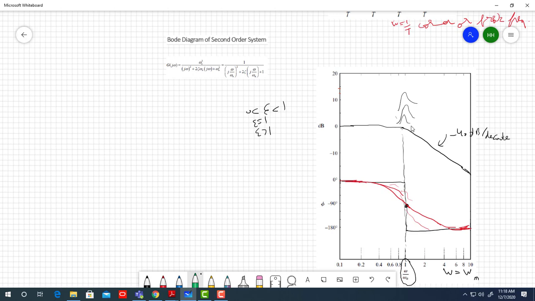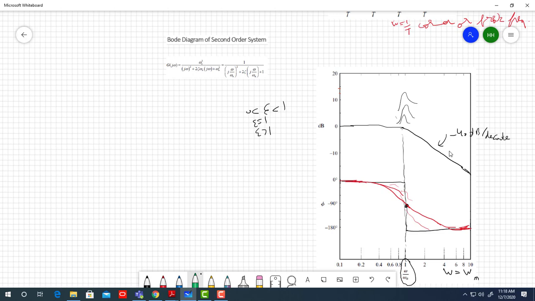If zeta is between 0 and 1, we found it will be 0 at the low frequency asymptote, and at high frequency I have minus 40 decibel per decade. Now it's a second order system, so it is not minus 20 decibel per decade, or plus 20 if I have a derivative. Here it is minus 40. If it is a third order system, you could expect minus 60 decibel per decade, and so on. And the phase goes from 0 not to minus 90 as an integral factor, but to minus 180.